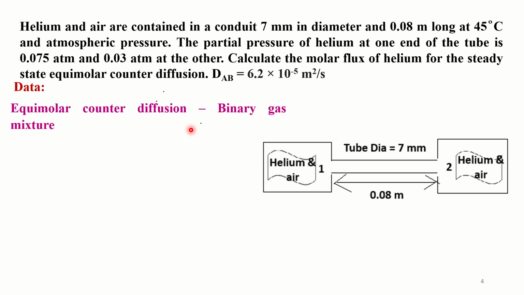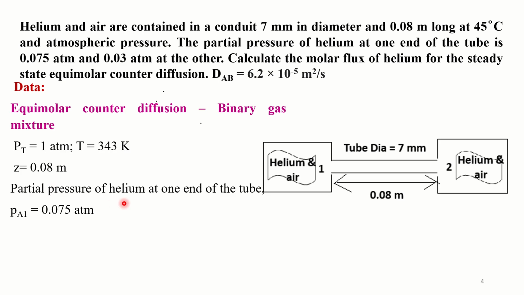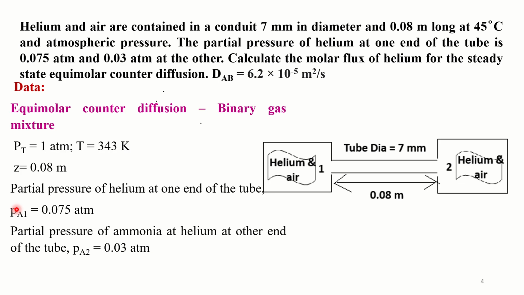Write down the data. So write the condition of diffusion, equimolar counter diffusion involving binary gas mixture. Total pressure 1 atmosphere, temperature in Kelvin, distance 0.08 meter, partial pressure of helium at one end of the tube, which is PA1, other end of the tube, which is PA2, then diffusivity data. So we have listed all the data. Next, let us move on to the solution.